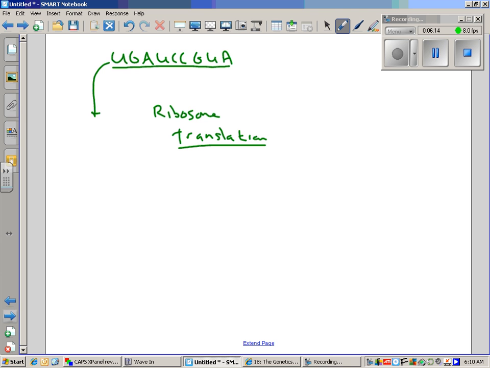But in general, every 3 bases on a messenger RNA codes for 1 amino acid. So this piece of messenger RNA codes for 1, 2, 3 amino acids. Each one of these 3 base things is called a codon. It's a codon, code for 1 amino acid.